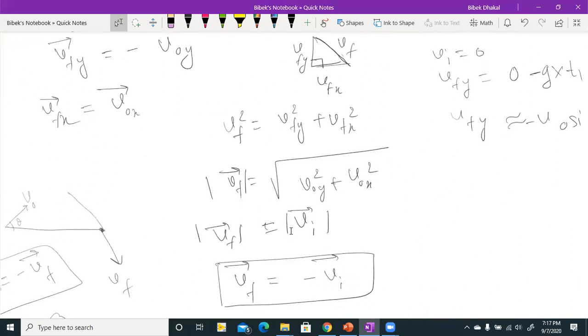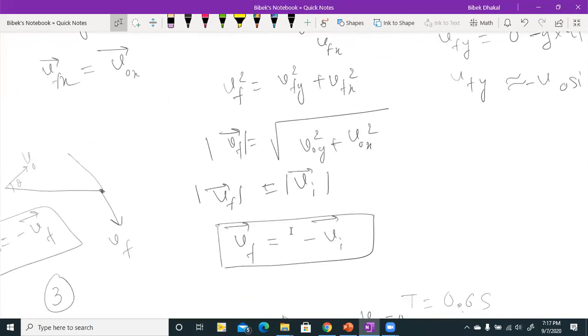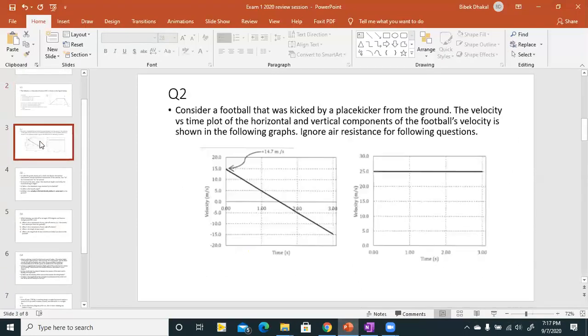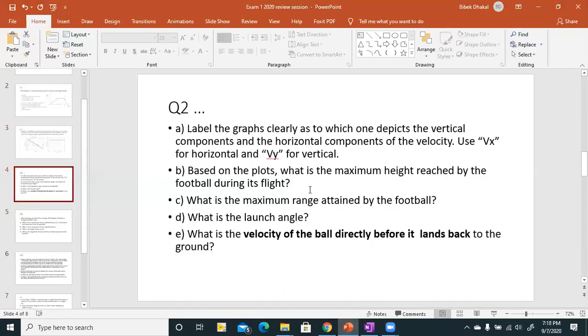So they are just asking what's the final velocity of the projectile as it hits the ground, right? In the problem, I think the wording is something like that. If you go to number 2, it's number 3, number 2. What is the velocity of the ball directly before it lands back on the ground?